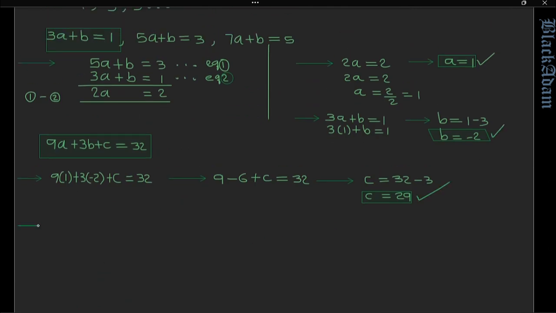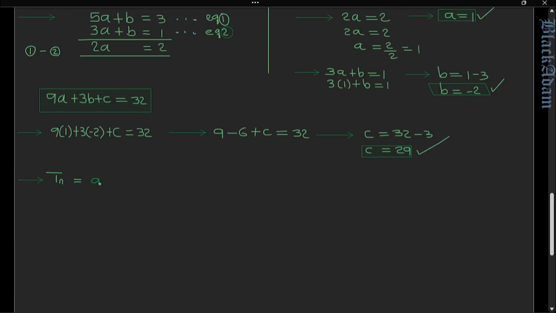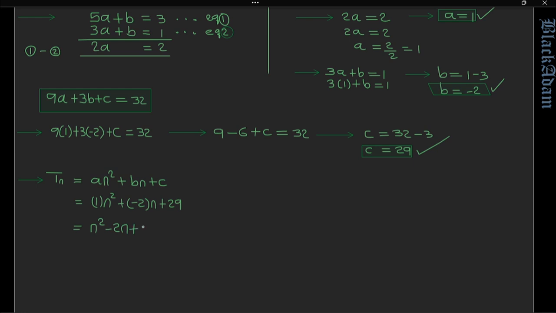So knowing our c, coming back to our equation, that's Tn is equals to an squared plus bn plus c. So that will give us our a is 1, n squared plus negative 2 for b, and plus our c is 29. So that will give us n squared minus 2n plus 29. So that's the final answer.